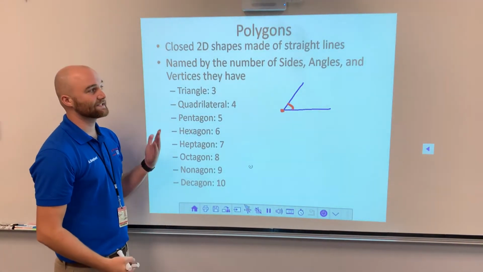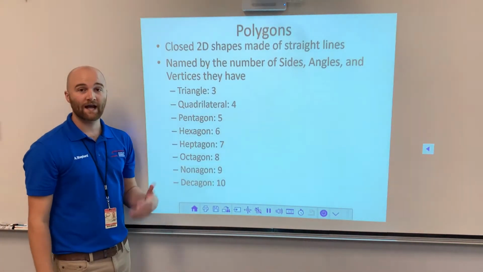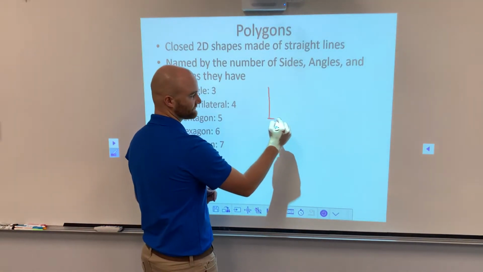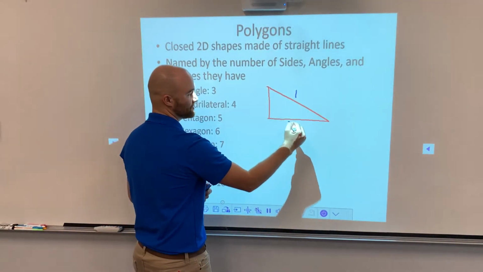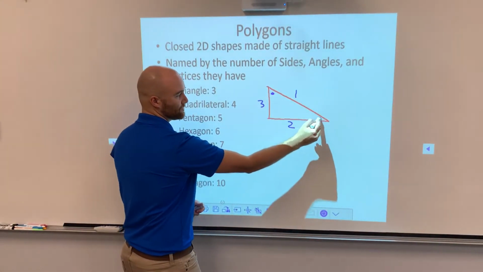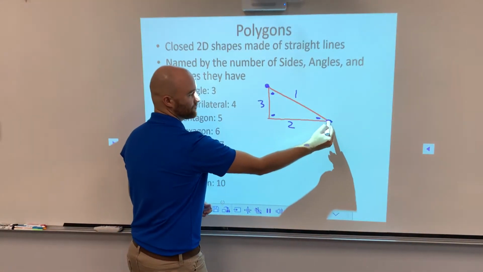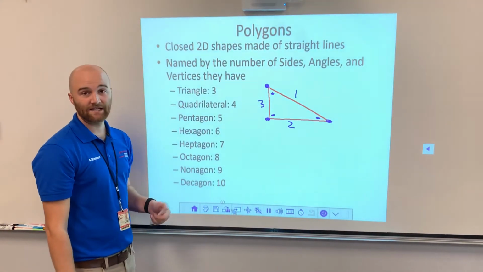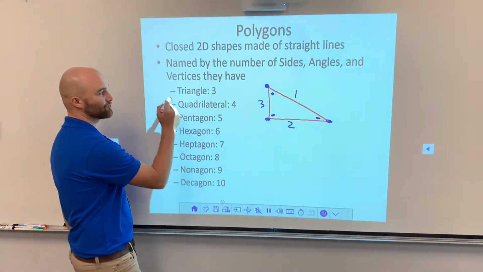So, if I'm looking at the sides, angles, and vertices, and I count them all up, I'll know what kind of polygon I have. The simplest polygon is one that you already know the name of. If I look at this shape, it has 1, 2, 3 sides. It also has 1, 2, 3 angles, or 1, 2, 3 vertices. No matter which one I choose to count, I'm always going to get 3. So I call it a triangle.